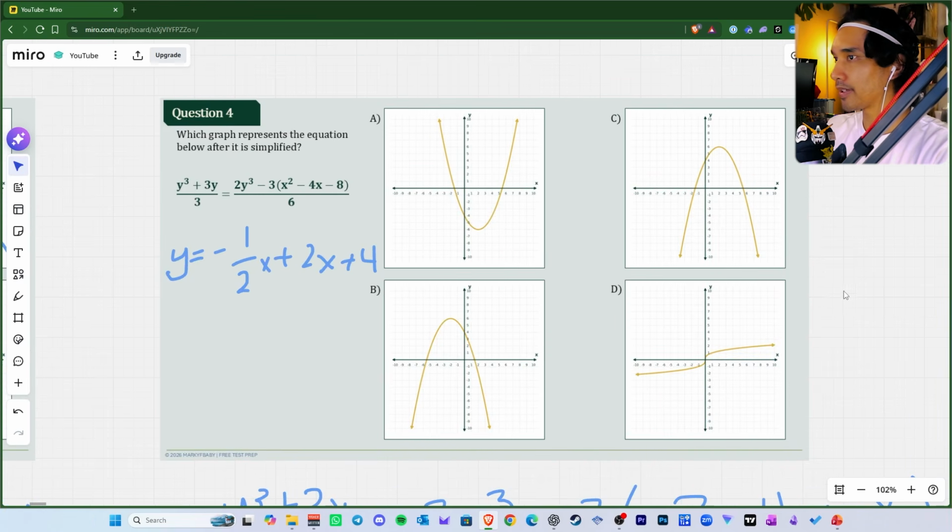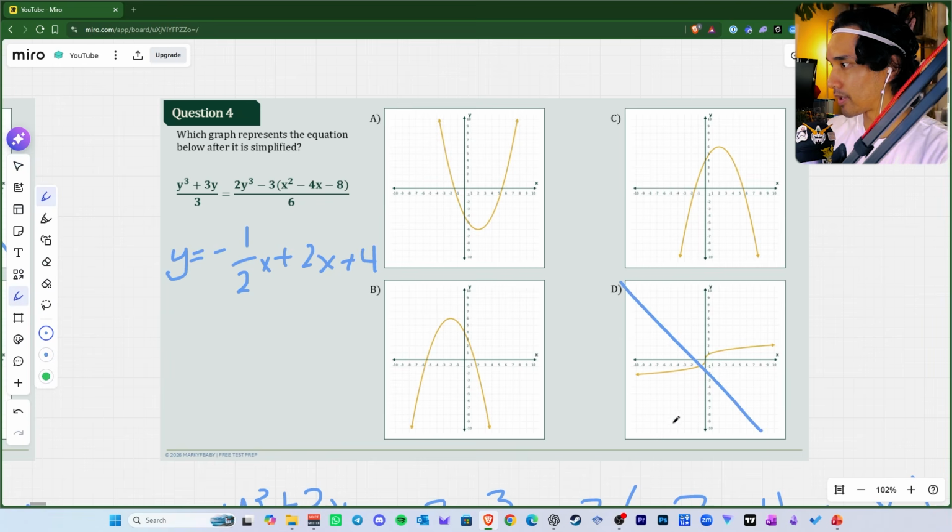Now let's go look at the answer choices. The first thing that I'm looking at is this right here, and I don't like that because this is not a parabola. Our equation is definitely 100% a parabola. So I am going to get rid of that. D we could get rid of.